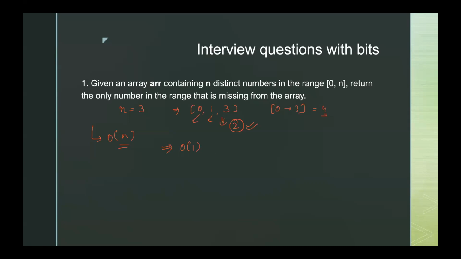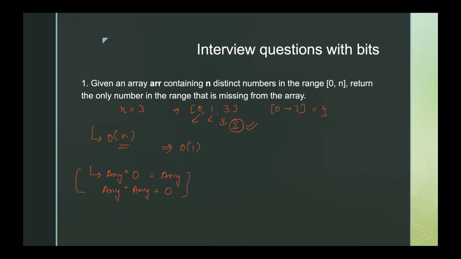We know some of the properties of the bitwise XOR operator. If we perform XOR of any number with 0, it results in the same number. And if we perform XOR of any number with itself, it results in 0. All right, so maybe we can use this property of the XOR operator to solve this question.